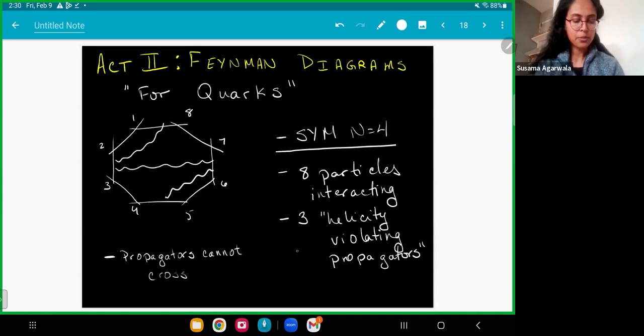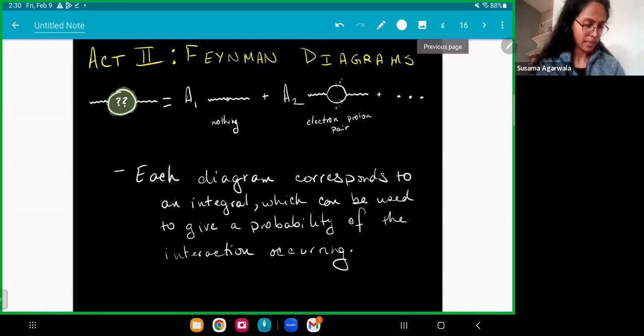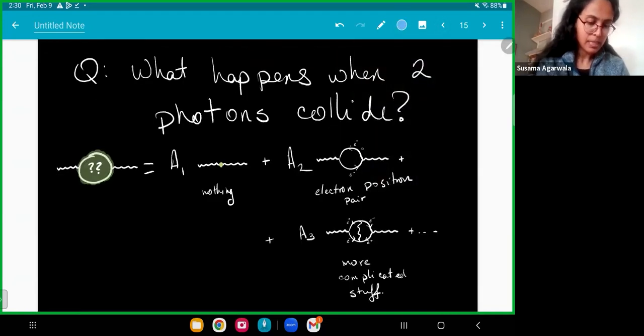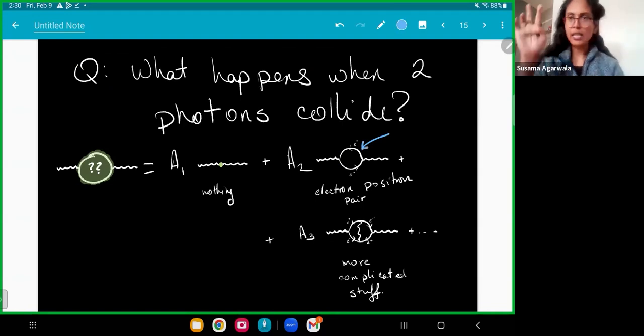And there are 3 helicity violating propagators. I think I wrote this, but I never said this. Nope, I never wrote this either. These lines in here, maybe I'll just put this in blue, these lines in here, the internal particles, are called propagators.